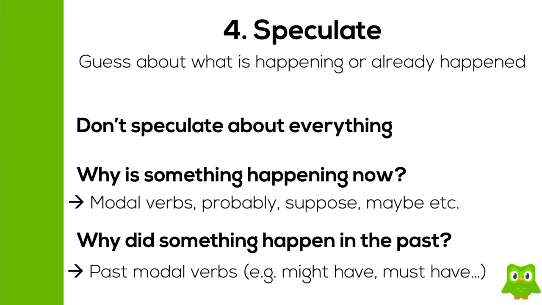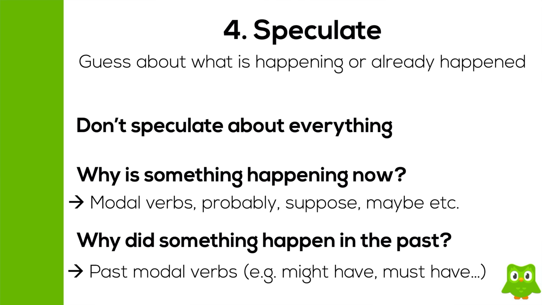So again, try to remember that this is a test of your English skill. So you have to show that you are able to do things in English. So always remember to answer and elaborate. Answer and elaborate. So let's move on to the fourth part of my method, and it is to speculate. To speculate simply means to guess about what is happening or what has already happened. Before I talk about this in more detail, I want to let you know that if you have run out of time by now and you don't have time to speculate, that's okay.